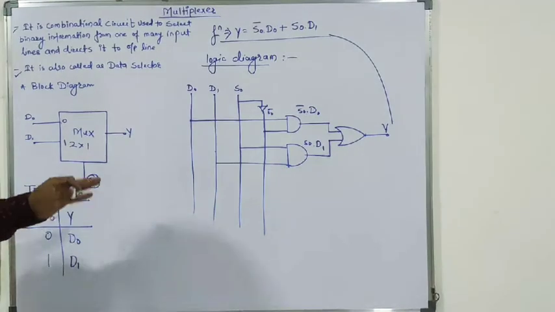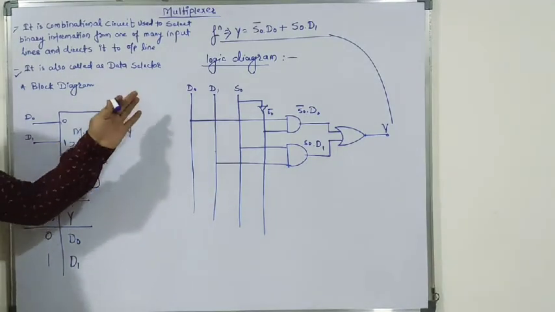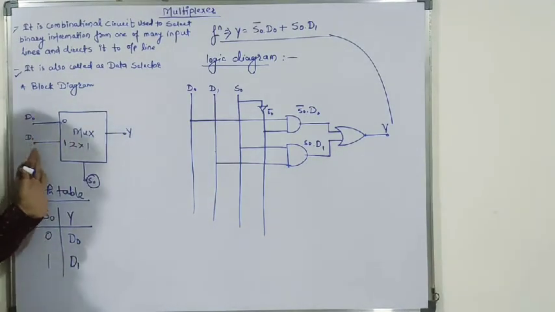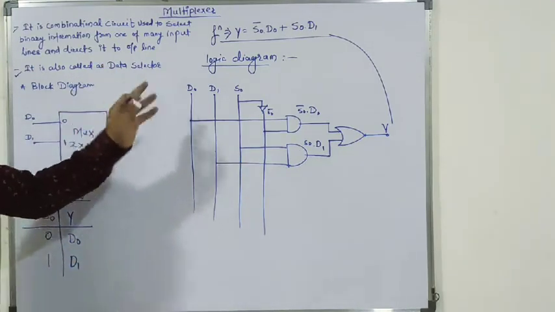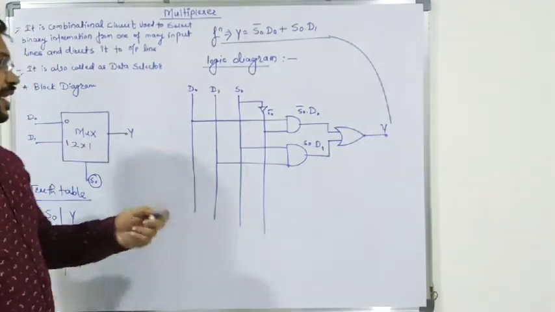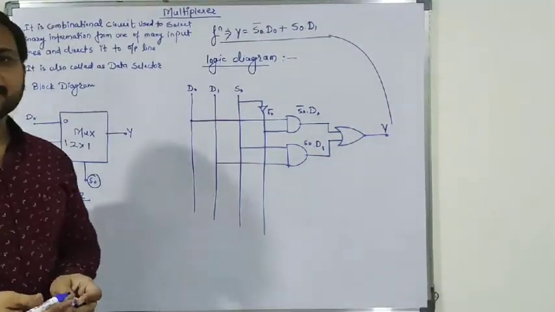In this way we have discussed the block diagram to logic diagram of the 2:1 mux, that is multiplexer. Next we'll discuss the 4:1 multiplexer.